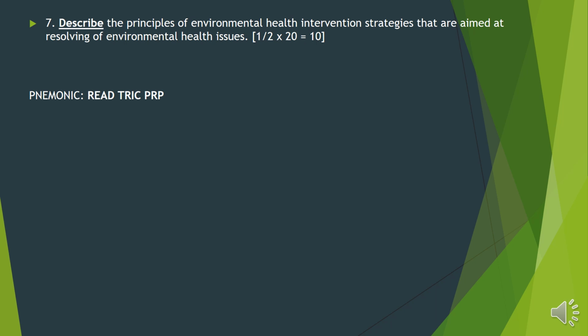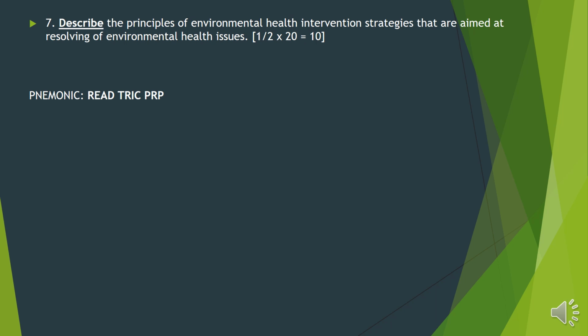So, prevention at the center of all environmental health needs. That's, I think, the first one that they talk about. Prevention of these environmental health issues as part of environmental health intervention strategies. So these are just strategies that we come up with in order to resolve environmental health issues. In order to do so, we need to follow these principles. The first one is that prevention should be at the center of all environmental health needs.